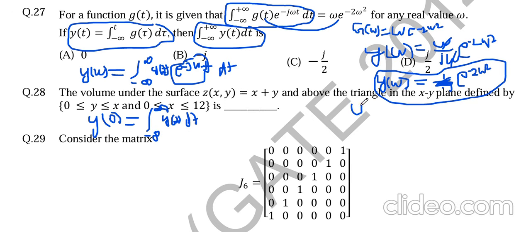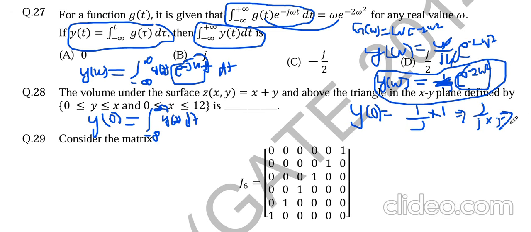So if we put Y(0), the equation becomes 1 by j, and this whole term becomes 1, so multiplied by 1. Now if we multiply j in both numerator and denominator, we get j here and j multiplied here. So j multiplied by j is nothing but minus 1.